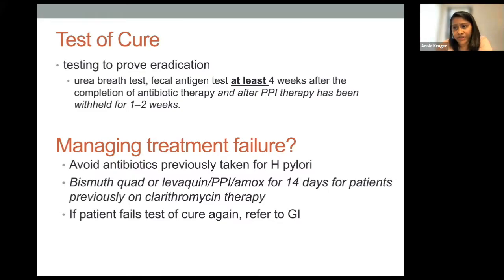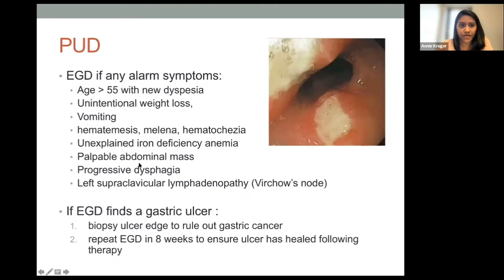just because you really want somebody who's managing this, who may need an endoscopic intervention. But the general principles are, don't give the patient the same antibiotics they've previously had, because that bacteria is probably resistant to it. We typically will give bismuth quad or a Levaquin-based treatment for 14 days for most people who've been on clarithromycin previously. And again, if the patient fails, then you definitely need to refer them to GI.